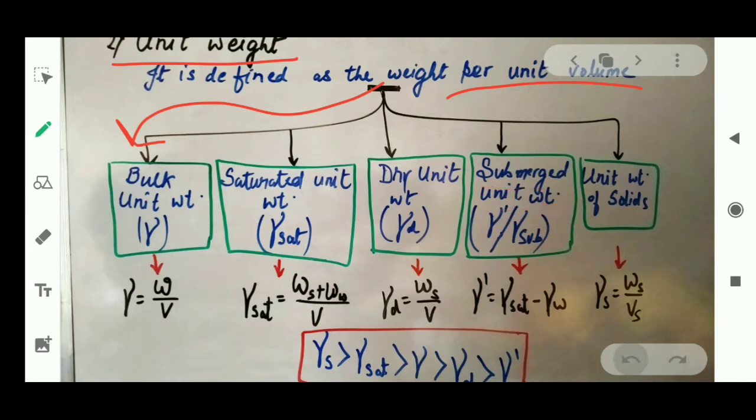So I am talking about the bulk unit weight. I am repeating once, it is the ratio of total weight of soil mass to the total volume of the soil.